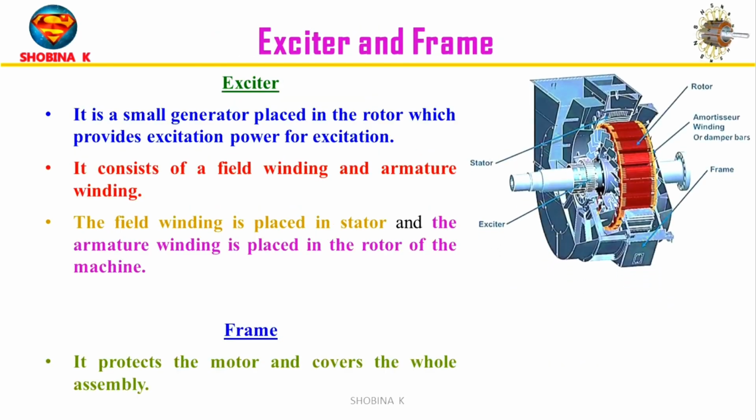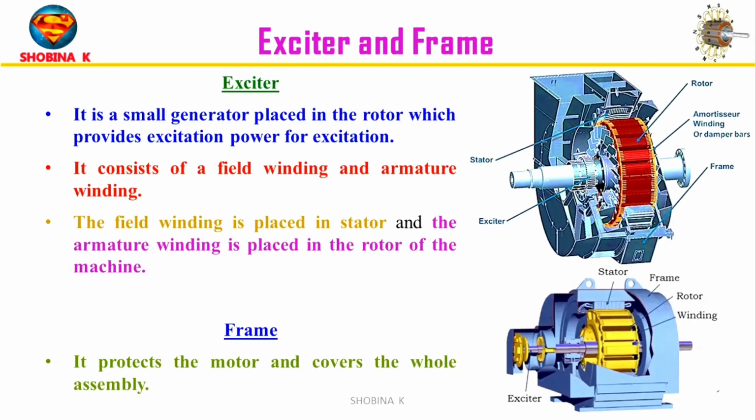Next, the exciter and frame. The exciter is a small generator placed in the rotor which provides the power for excitation. It consists of a field winding and an armature winding. The field winding is placed in the stator and the armature winding is placed in the rotor of the machine. The frame protects the motor and covers the whole assembly. And so far we have seen the different parts of a synchronous motor.